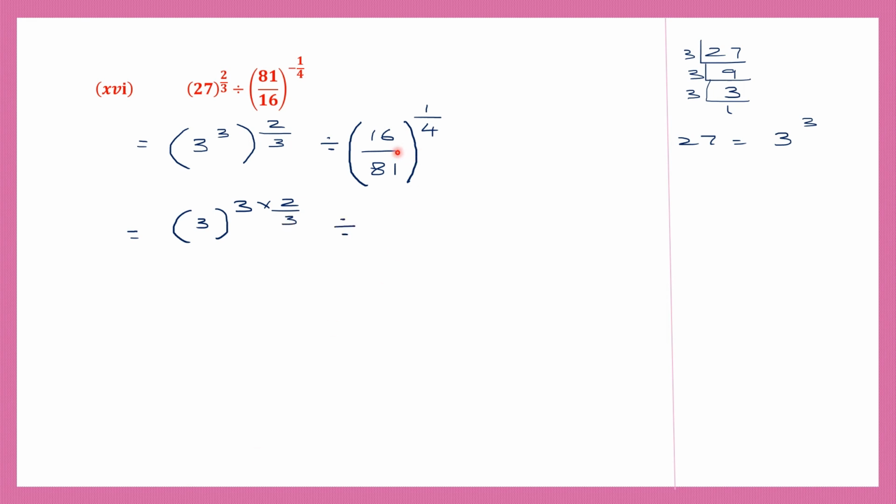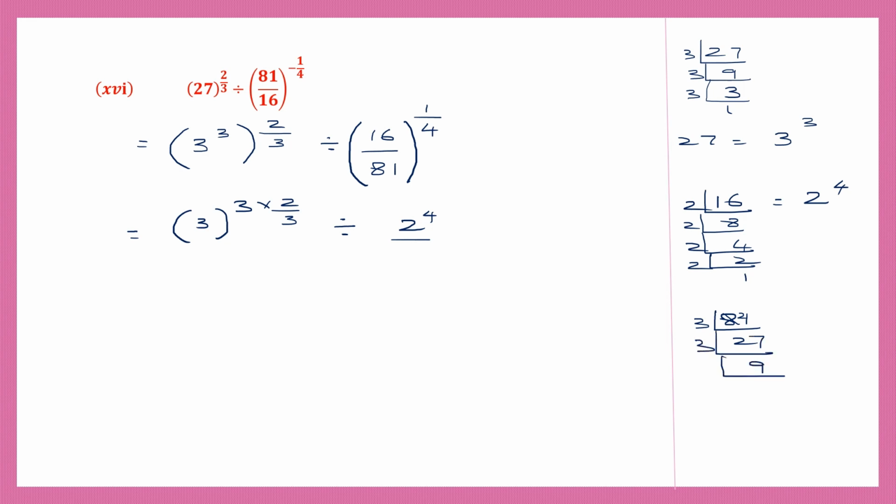Now here let's simplify 16 and see what we get. So 16, let me try with 2. So what do we get? 2 8s are 16, then 2 4s are 8. 2 2s are 4 and 2 1s are 2. So this 16 is 2 raised to the power of 4. So let's write that, 2 raised to the power of 4 by, now 81. Let's divide 81 by 3. 3 2s are 6. There is 2 left. 21. 3 7s are 21. 3 9s are 27. 3 3s are 9 and 3 1s are 3. So this is 3 raised to the power of 4. So instead of 81, we can write 3 raised to the power of 4.